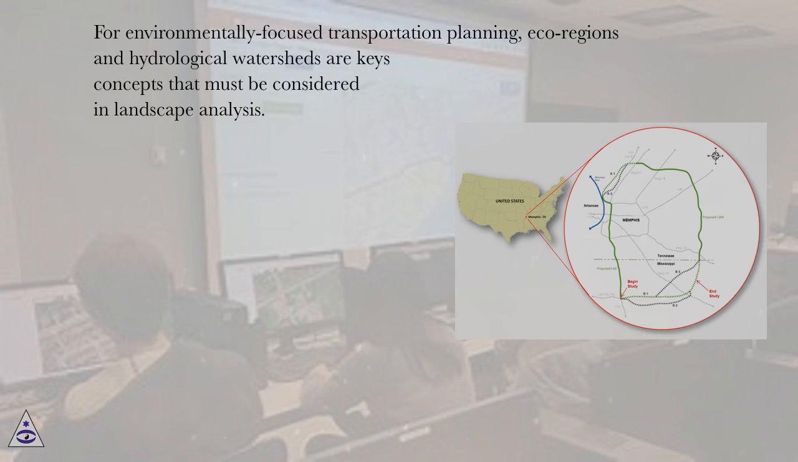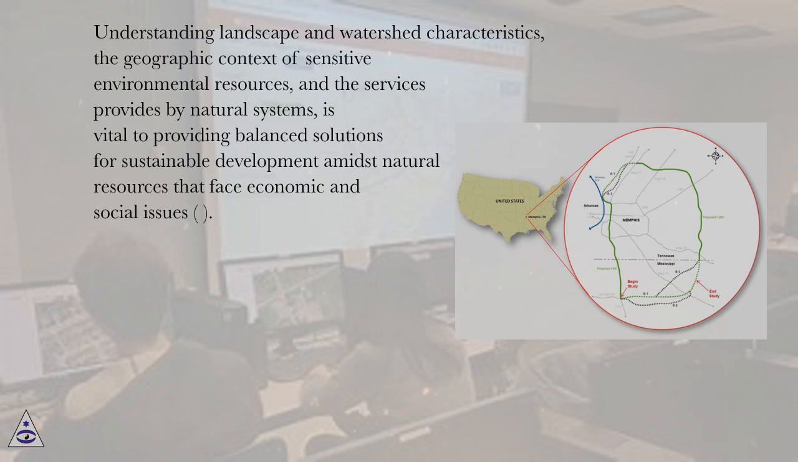For environmentally focused transportation planning, ecoregions and hydrological watersheds are key concepts that must be considered in landscape analysis. Understanding landscape and watershed characteristics, the geographic context of sensitive environmental resources, and the services provided by natural systems, is vital to providing balanced solutions for sustainable development amidst natural resources that face economic and social issues.